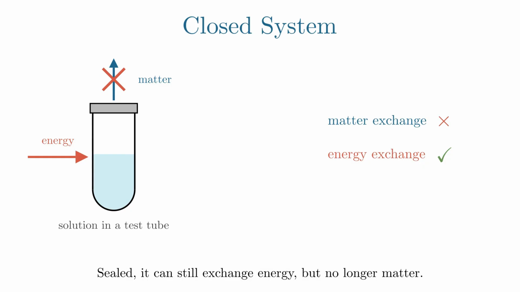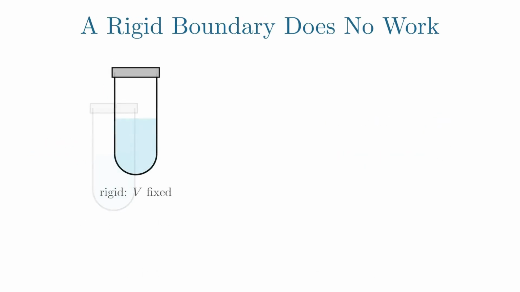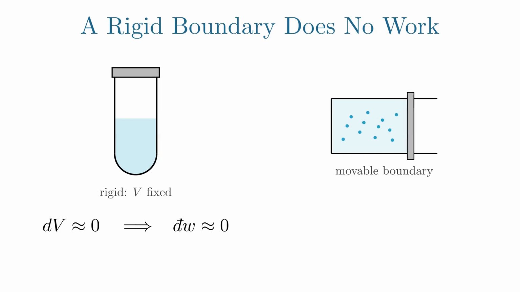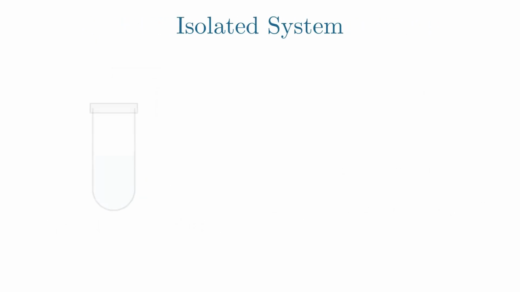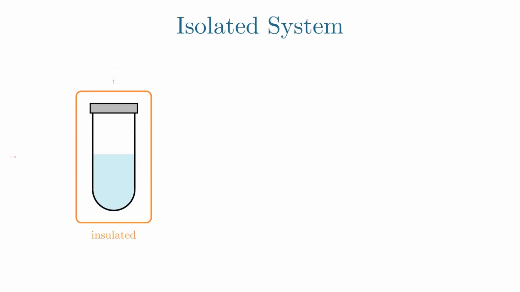Because the test tube is rigid, its volume is approximately constant, so pressure-volume work is negligible. To allow such work, we instead need a movable boundary, such as a piston. A sealed and perfectly insulated system is isolated. It exchanges neither matter nor energy with its surroundings.